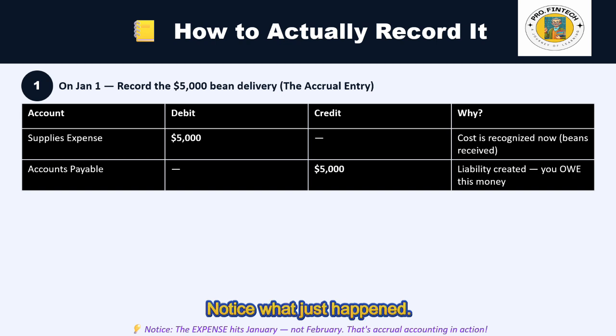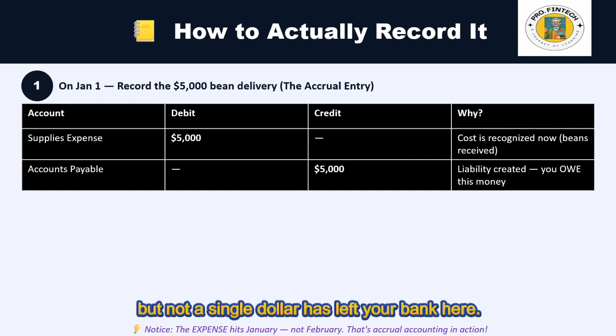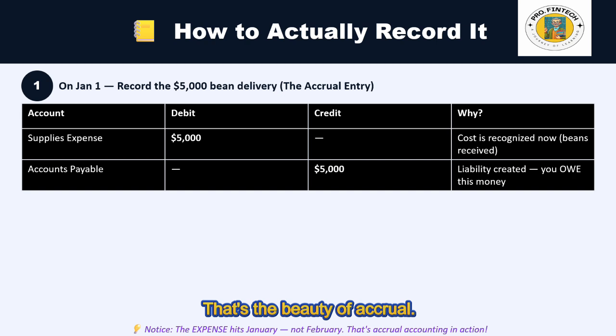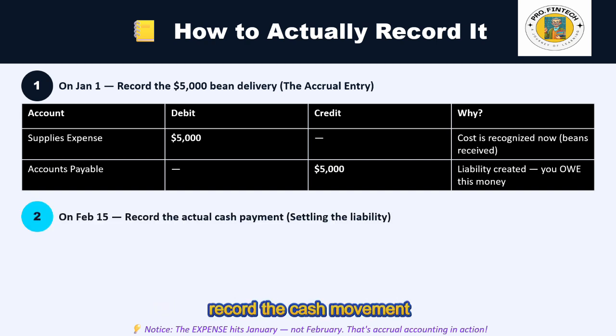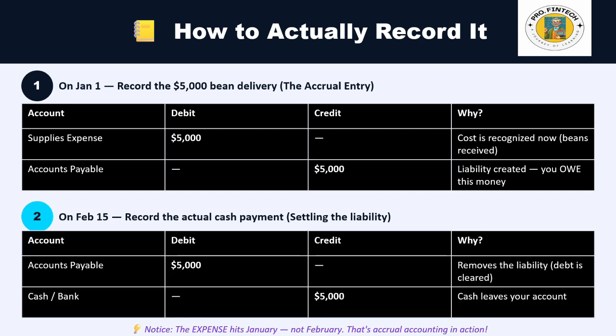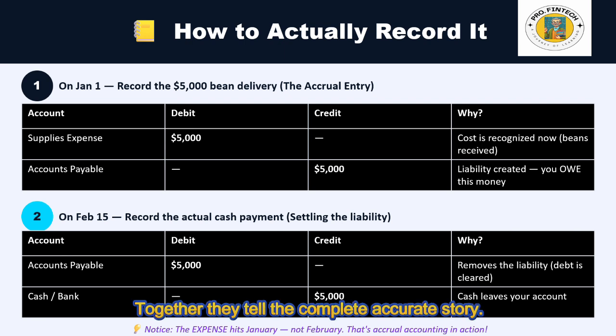Notice what just happened. The expense is recorded, the liability is recorded, but not a single dollar has left your bank yet. That's the beauty of accrual. Step 2, February 15th, you pay the bill. Now you record the cash movement. Debit accounts payable $5,000. This wipes out the liability. Debt gone. Credit cash $5,000. Money leaves your bank clean. Two entries: the first records the economic event, the second records the cash flow. Together they tell the complete, accurate story.